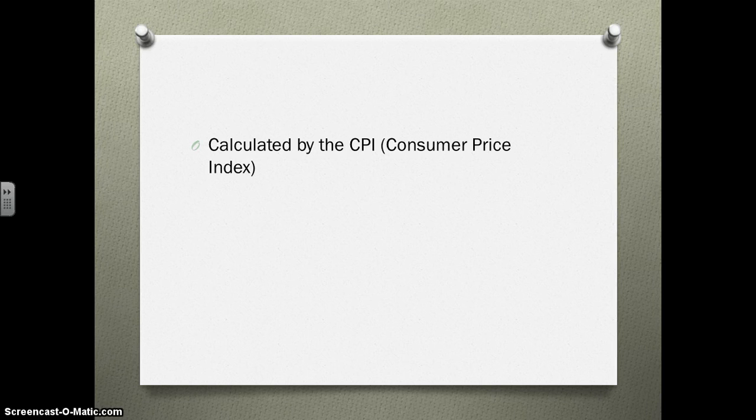Inflation, again, is calculated by the CPI, the Consumer Price Index. The Consumer Price Index, in the next video we'll get into this much more in depth, is the average prices in 1 year compared to another. So take the average prices in the year you were born versus average prices today. Which one's going to be higher?